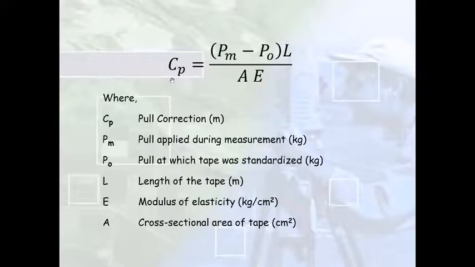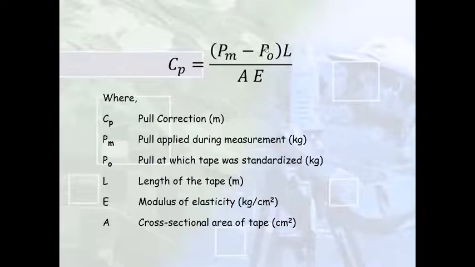So this is the correction equation that we apply for pull, where Cp is the pull correction. Pm is the amount of pull that you apply while you take the measurement. And how do we measure the amount of force that we're applying? We usually do that using a spring balance, by attaching a spring balance on the end and then applying the force through the spring balance. The spring balance can be digital or it can be the other one. So it will tell you what amount of force you're applying.